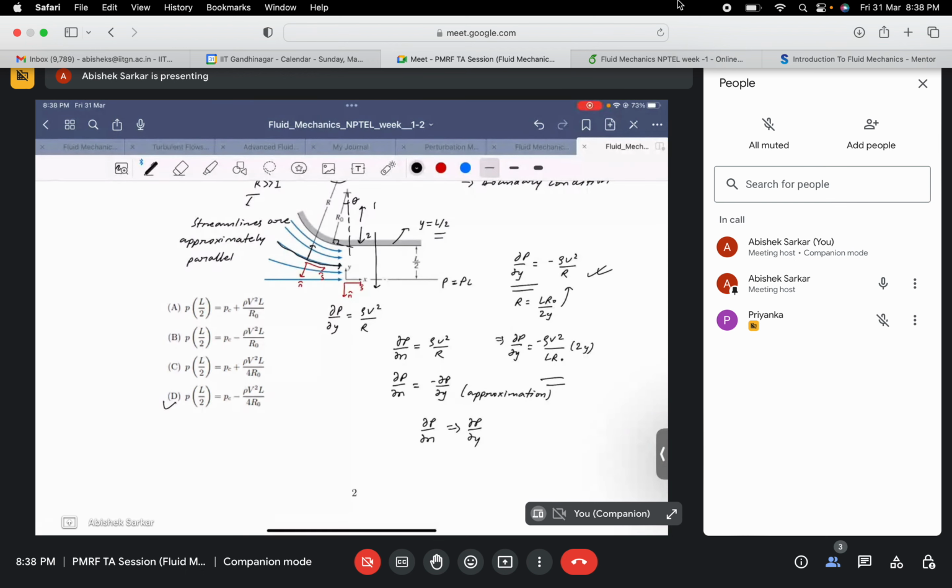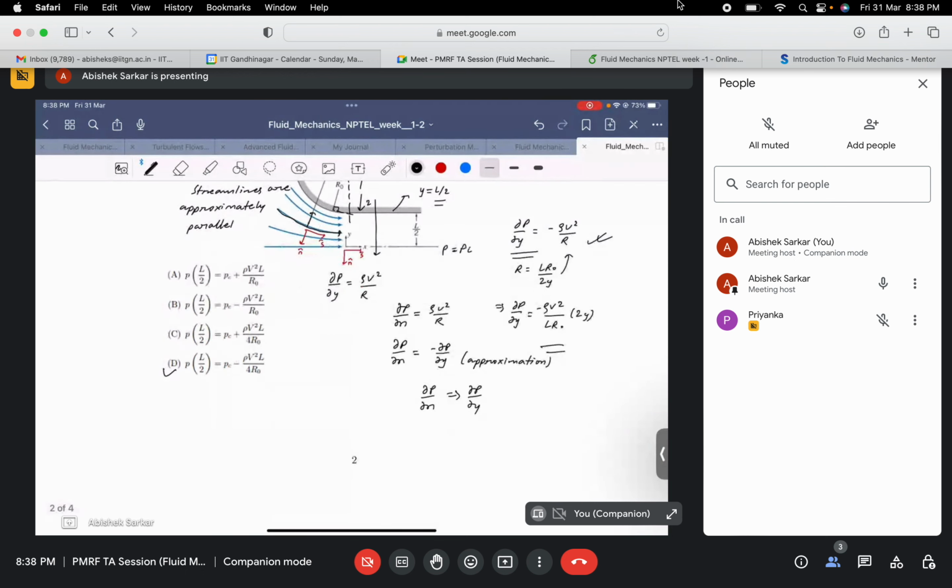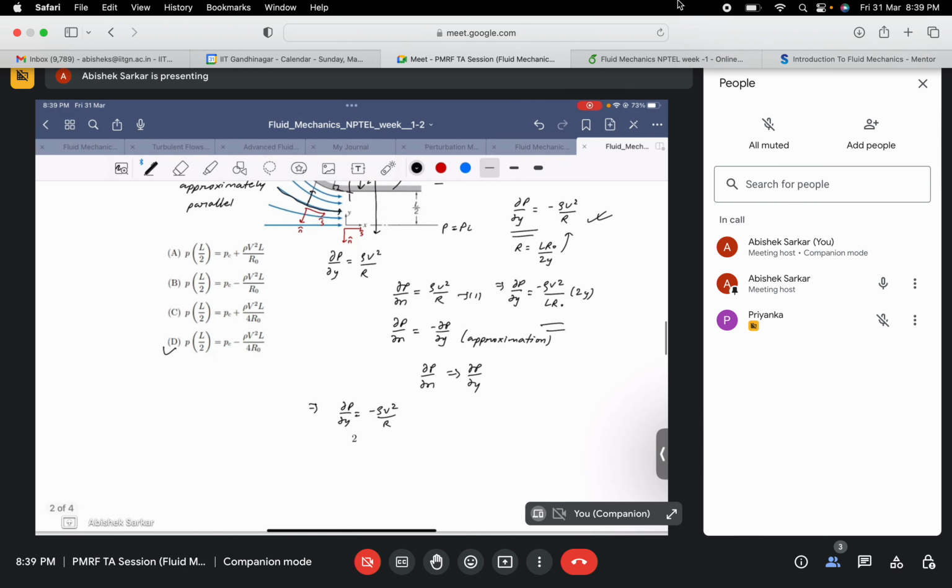So just as in the previous one, we substitute it in equation 1. We obtain del p by del y. Taking the negative sign to the opposite side, it becomes minus rho v square by r. And as you rightly pointed out, since we need to integrate as a function of y, we need to change r in terms of y, which they have already given.